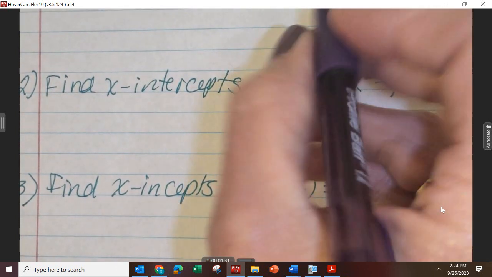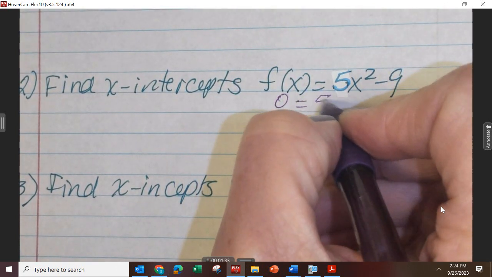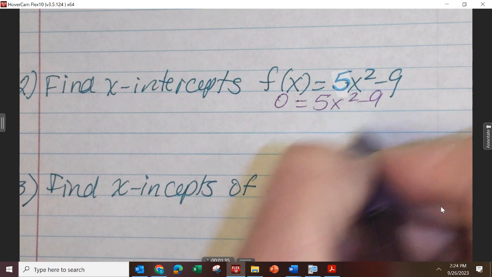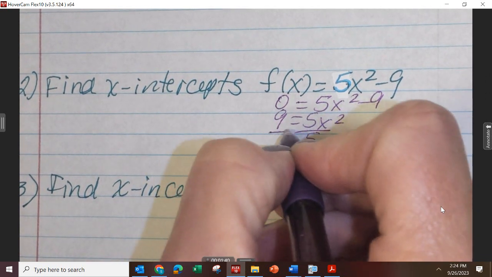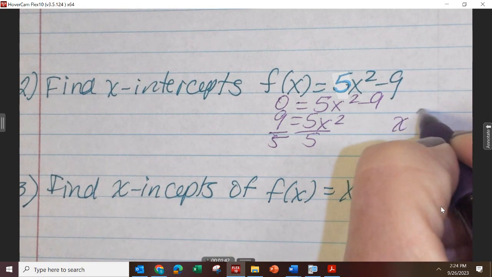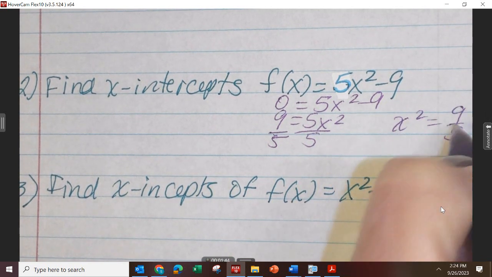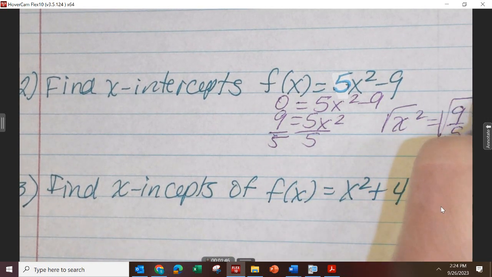To find x-intercepts, I'm going to plug in 0 for x. And so I'm going to add 9 over here. I'm going to divide by 5. And I get x squared equals 9/5. I'm going to take the square root.